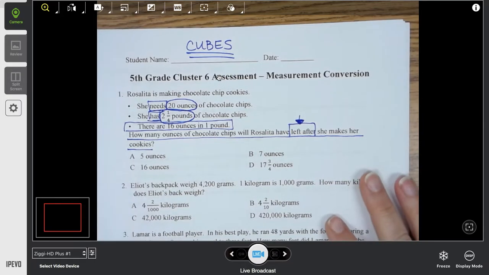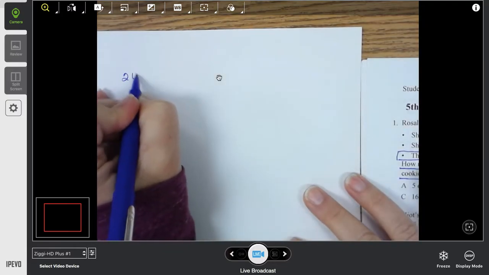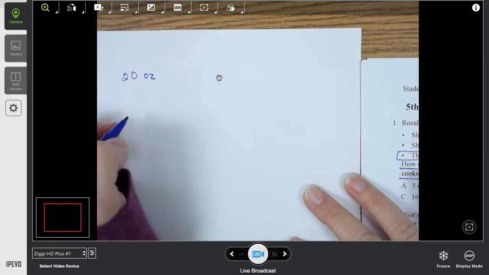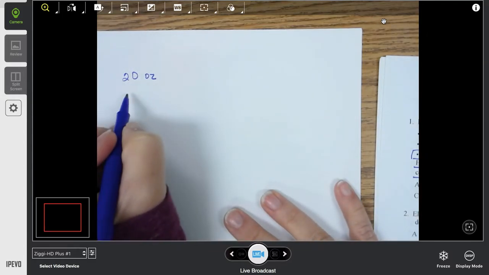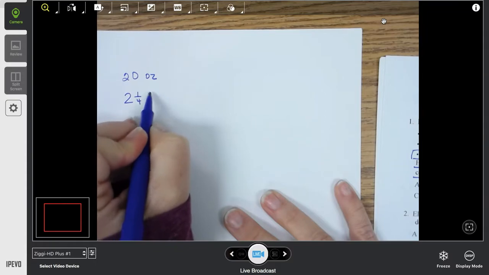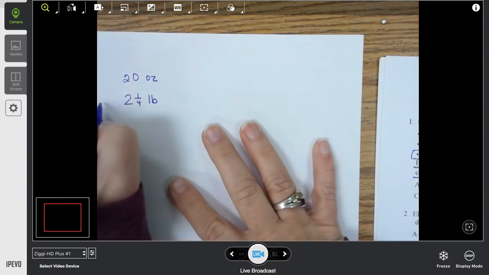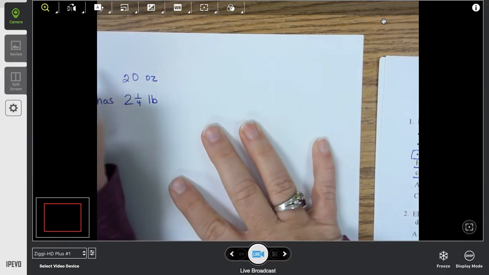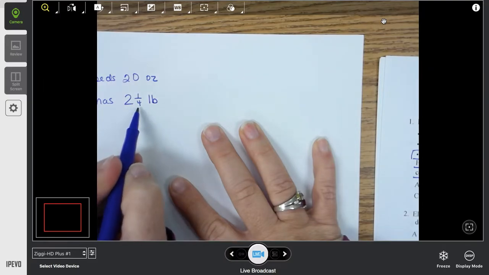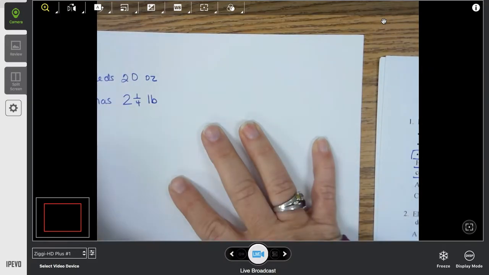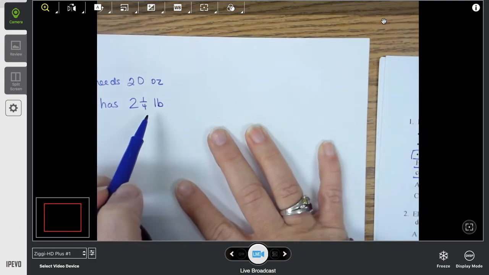Okay, so let's take a look at this one. I'm going to slide this over. We know she needs 20 ounces, and I'm going to abbreviate right there. We know she needs 20 ounces, and she has 2 1/4 pounds. So if she's going to have some left over, since the question asks what's left over, I know 20 ounces is going to be smaller than 2 1/4 pounds because she's going to have some left. So we need to convert one of those two one way or the other.